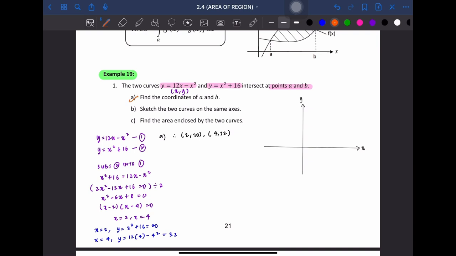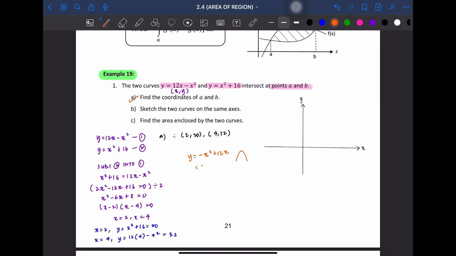So for second part, they ask us to sketch the two curves on the same axis. Okay, so we need to draw the curve. So first one is this one. Okay, this is a Z shape, and then we're gonna have two x-intercepts. Let's use the orange one. Okay, so for y equal to negative x squared plus 12x, so it's a Z shape.